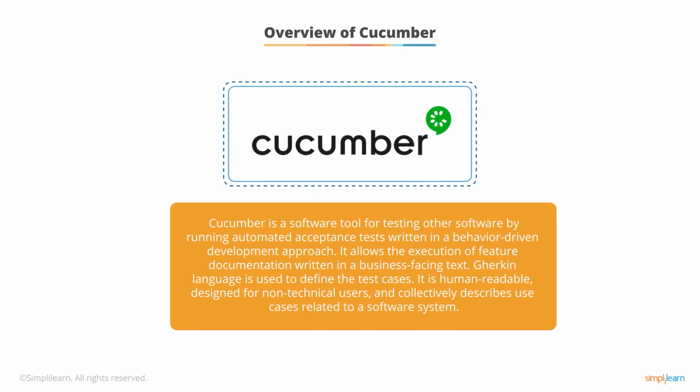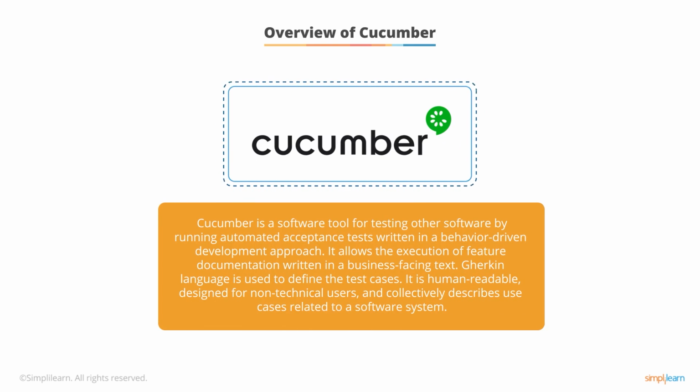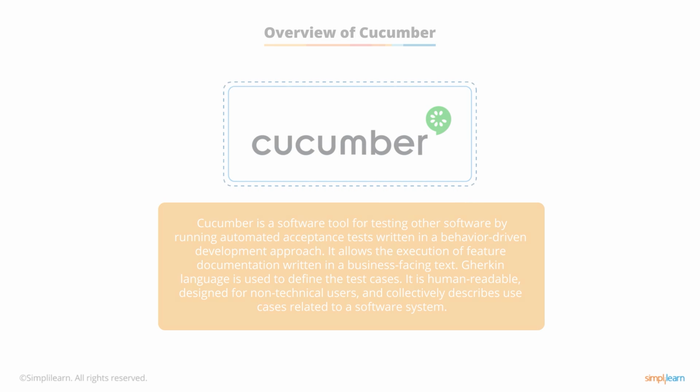Overview of Cucumber. Cucumber is a software tool for testing other software by running automated acceptance tests written using a behavior-driven development approach. The tool allows the execution of feature documentation written in business-facing text. Cucumber uses the Gherkin language to define test cases. It's designed to be non-technical and human-readable. Cucumber collectively describes use cases related to the software system.